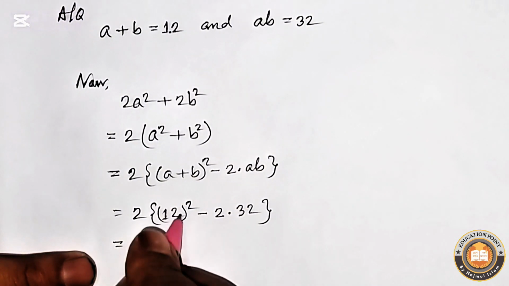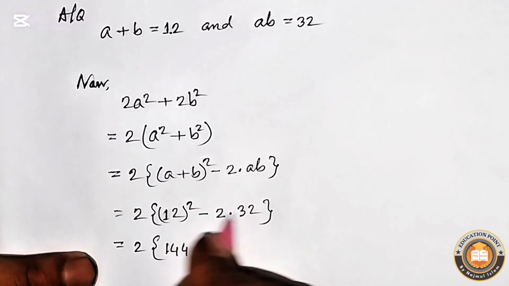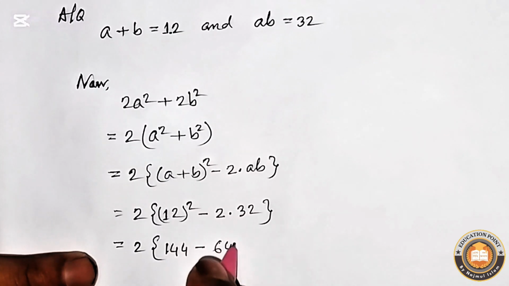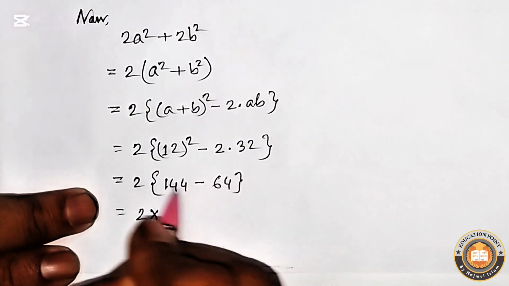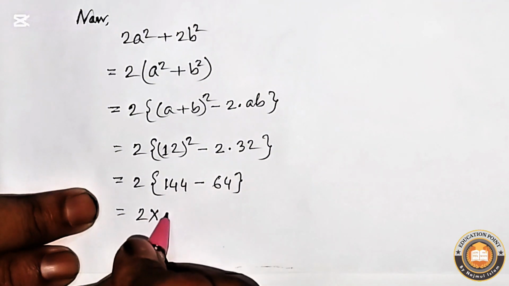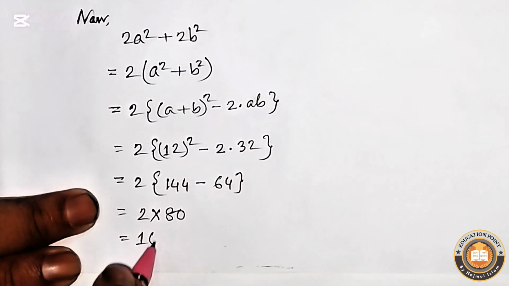2 into, square value of 12 is 144, minus 2 into 32 is 64. 2 into the subtracted value of 144 and 64 equals 80. So the multiplied value is 160.